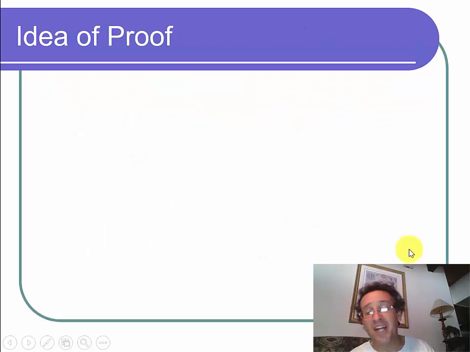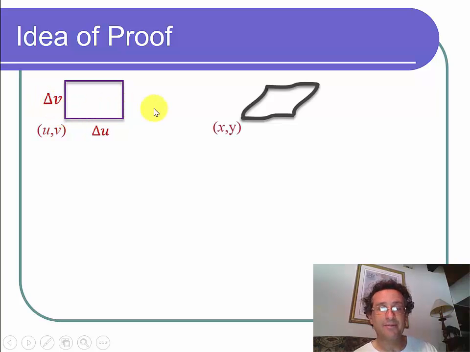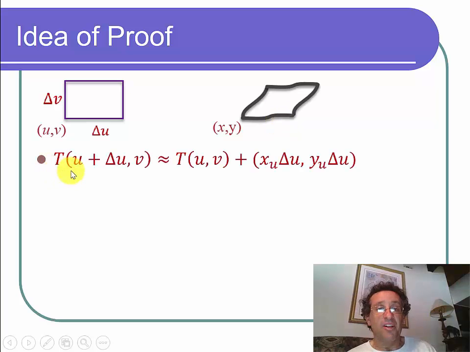So here's why it works, just an idea. Let's suppose we start with a rectangle. And the rectangle has a left bottom point, u comma v, and sides delta u and delta v. Then if we take the transformation, uv gets transformed to xy, and we're not going to quite get a parallelogram, but it won't be that far off. And if it's continuous, it'll be very close. So the question is, what are the adjacent sides to this parallelogram? So let's see where the transformation sends u plus delta u comma v. That's this point right here.